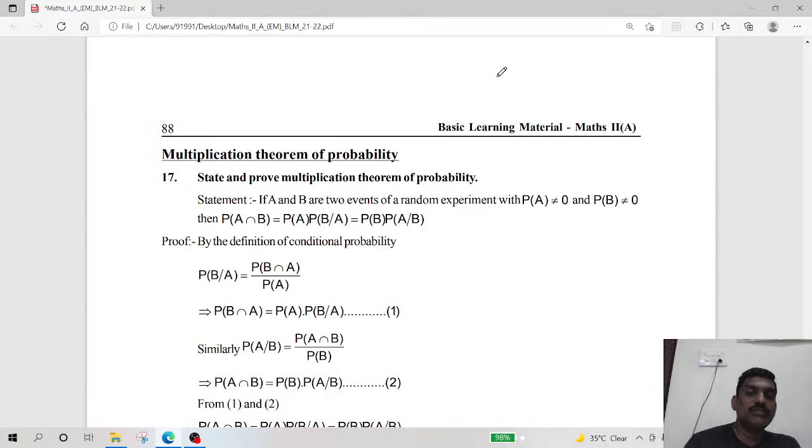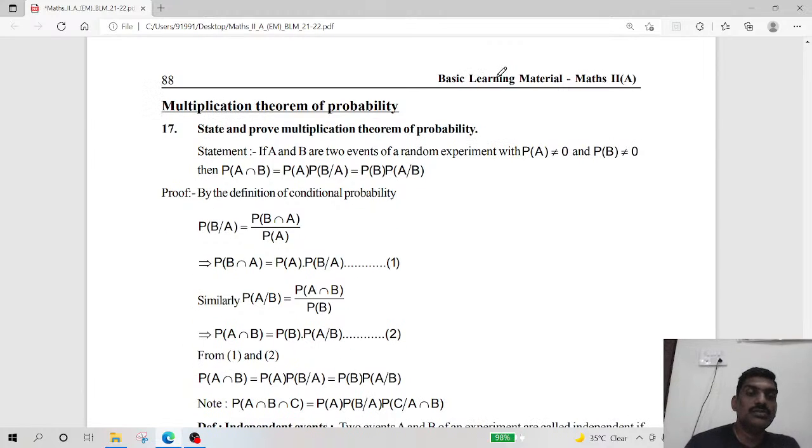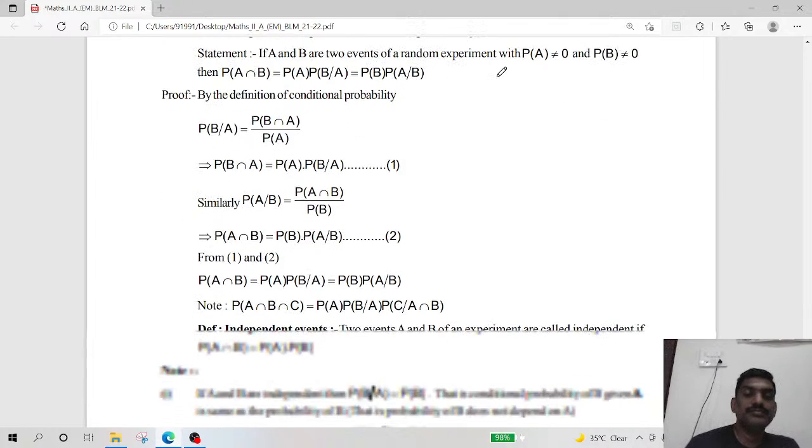The multiplication theorem is also given here. P of A intersection B is equal to P of A times P of B over A. That is nothing but P of B times P of A over B also. Okay, from conditional probability, P of B over A is equal to P of B intersection A over P of A. So P of B intersection A is equal to P of A into P of B over A. Right.